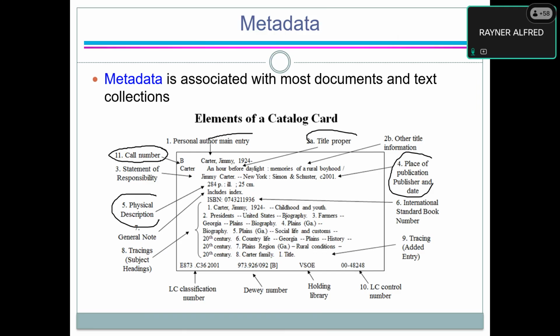Okay, so from this card catalog, we want to transfer this into the digital format. Can we extract this information automatically from the document? Okay. Some of them we can extract automatically, but most of them we need to create a database and then manually key in. Okay, so we have this catalog card.